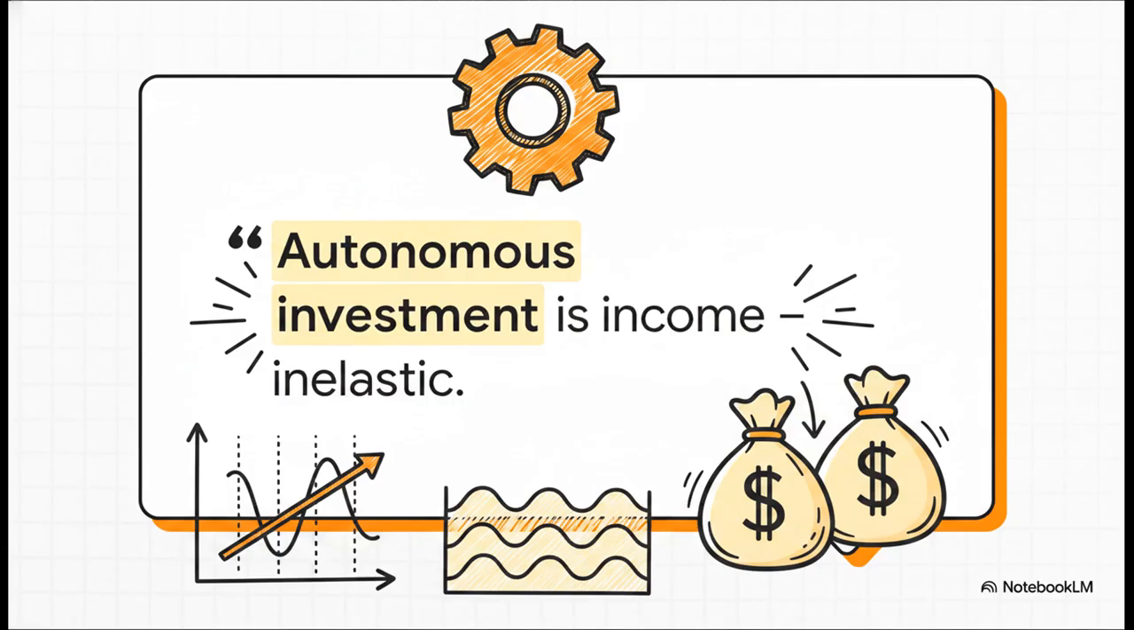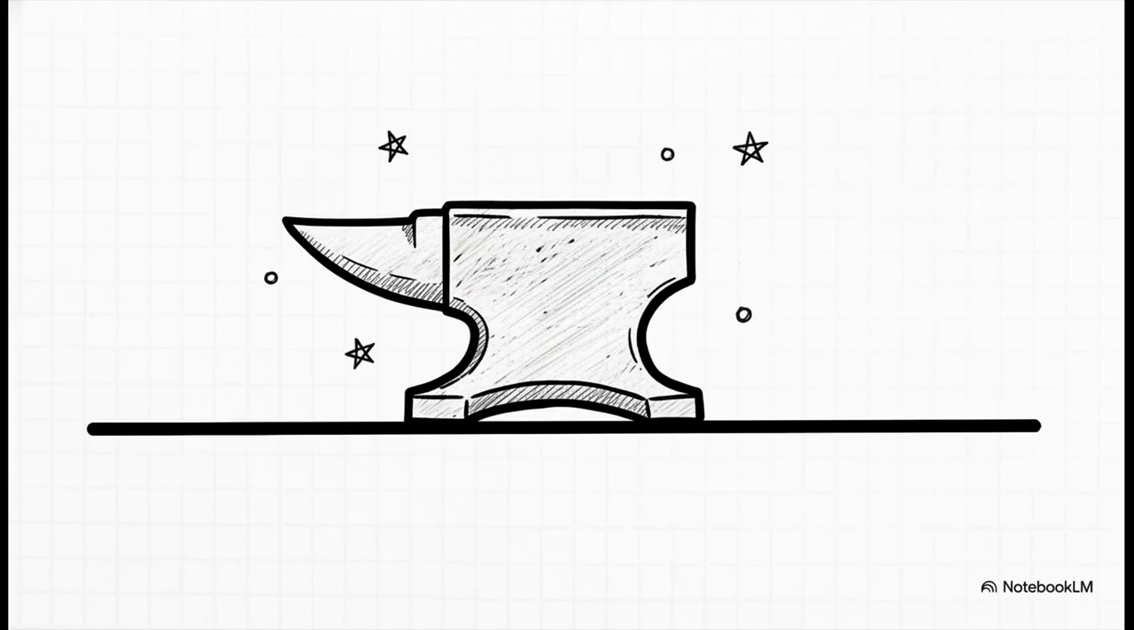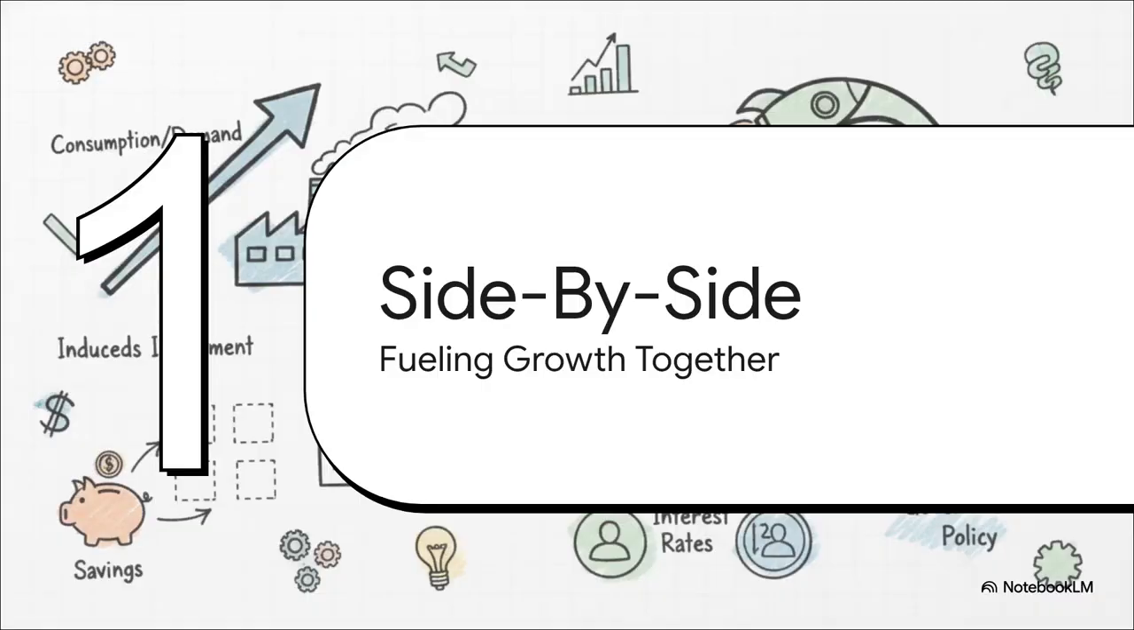It happens regardless. Because it flat out ignores current income fluctuations, autonomous investment behaves like a flat, horizontal line that is perfectly parallel to the x-axis. It stays perfectly uniform across all income steps, anchoring the economy much like a heavy anvil just holding steady right through a storm. Which brings us to Section 4, side by side, fueling growth.